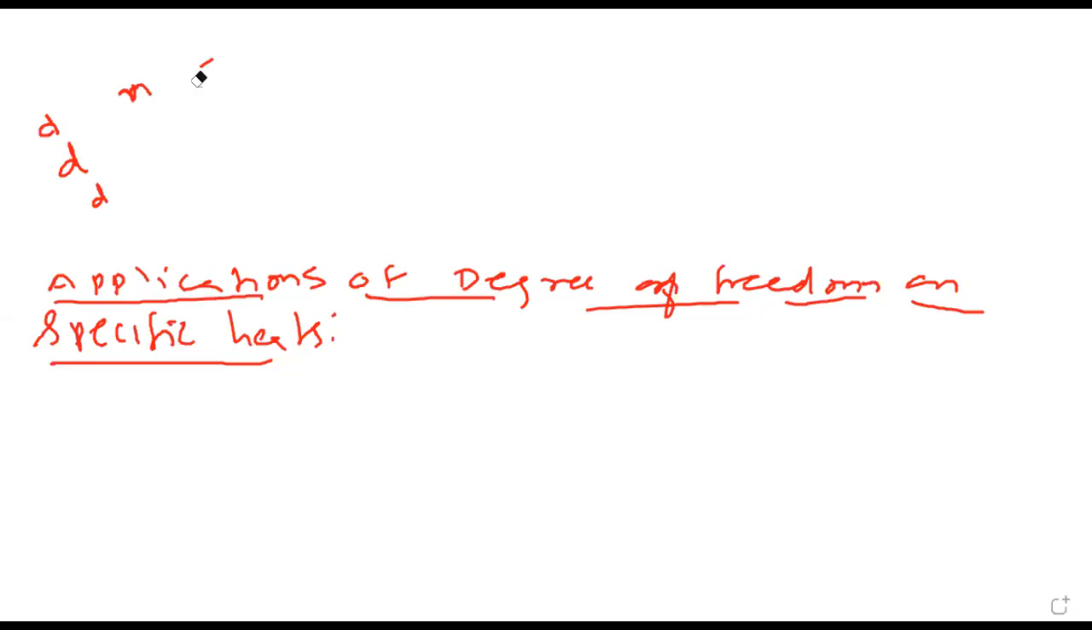How many types of gas we studied in degree of freedom? Mono, di and poly. Mono, di, 2 types, rigid, non-rigid. Poly we have not studied, only said polyatomic can also be there. So first one is monoatomic gas. Simple, it is just sequence.